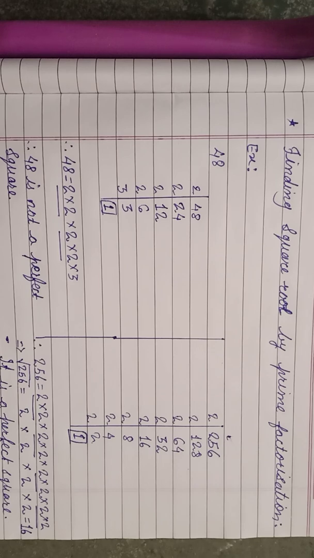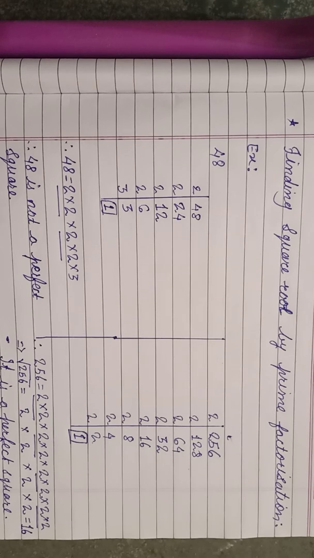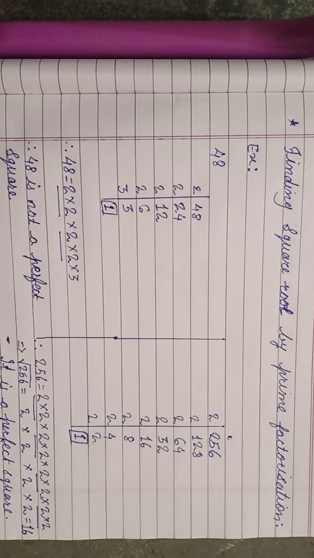In the last lecture, we started to find the square root of a number. For that, we saw one method, that is repeated subtraction. Today, we will see another method, that is the prime factorization method. Children, you all are familiar with this method. Prime factorization means representing the given number as a product of its prime factors.